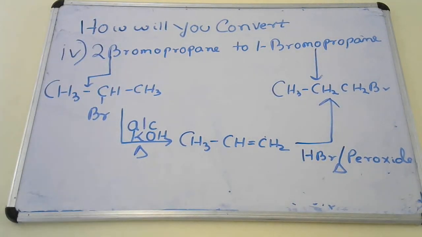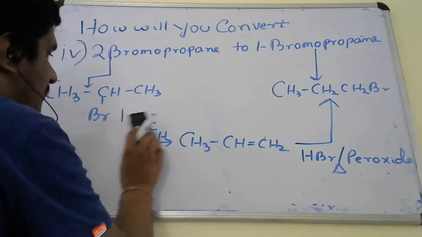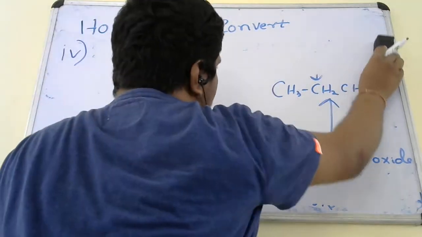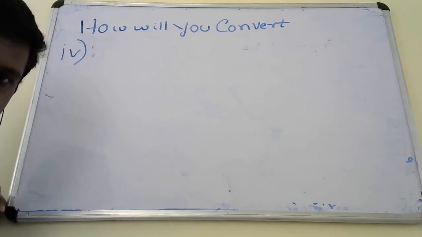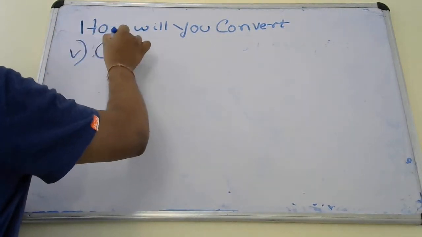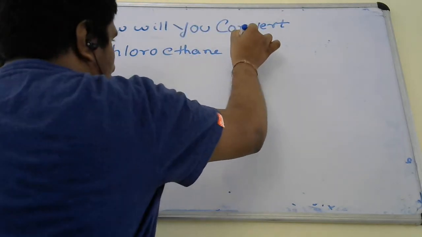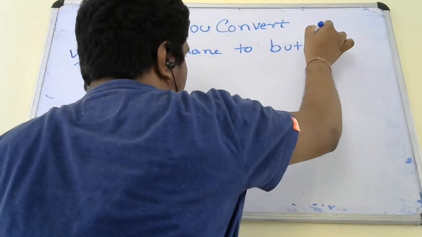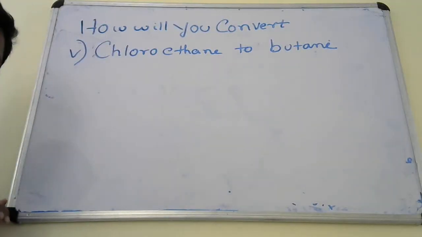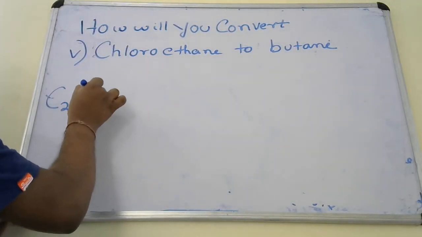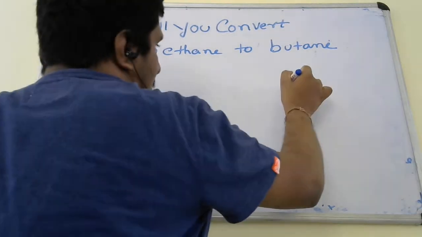Next we will go to a very simple interconversion. Chloroethane to butane. First we write down the structure of chloroethane. This is your chloroethane, and butane.